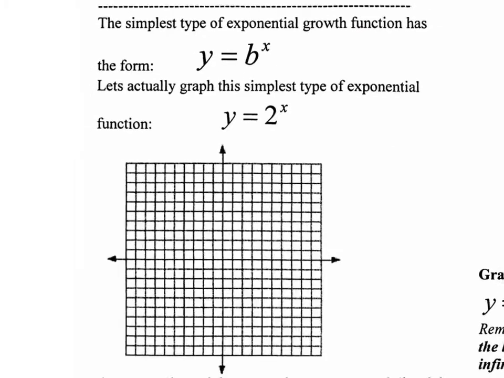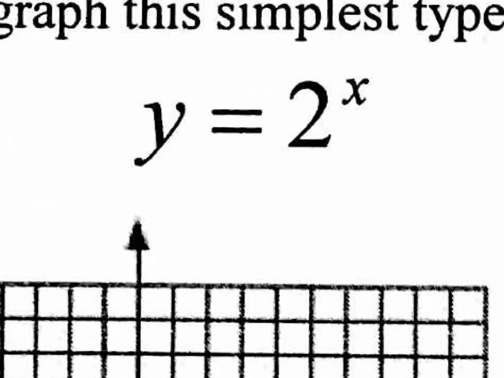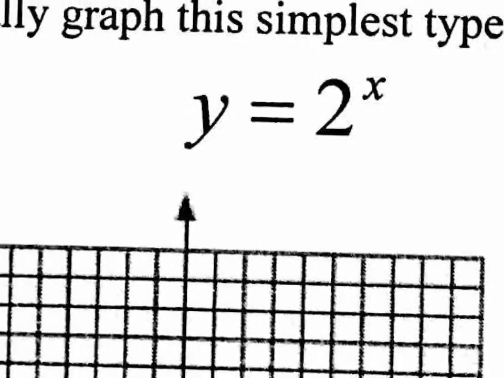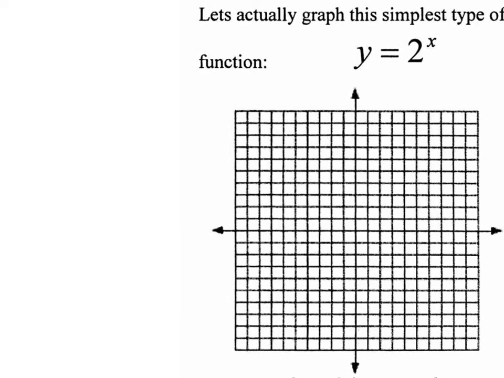So let's look at this simplest type of exponential growth function. The simplest type of exponential growth function is y equals 2 to the x power. And this is actually kind of like that doubling the penny situation. That's what this does. It grows exponentially. So let's graph this function not using a graphing calculator, but an input-output table, the way we usually do, to get a real good understanding of these exponential growth and decay functions.